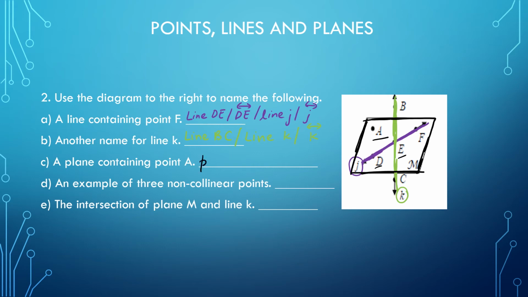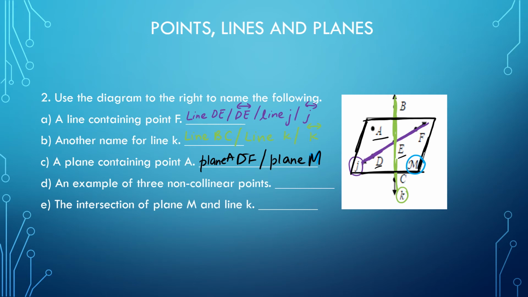So I can say either plane DEA, plane ADF, or I can say plane and the uppercase script letter in the corner, M. There are multiple combinations for naming a plane as well. You could have said EAF. As long as you bring that non-collinear point A into naming the plane, it's fine.